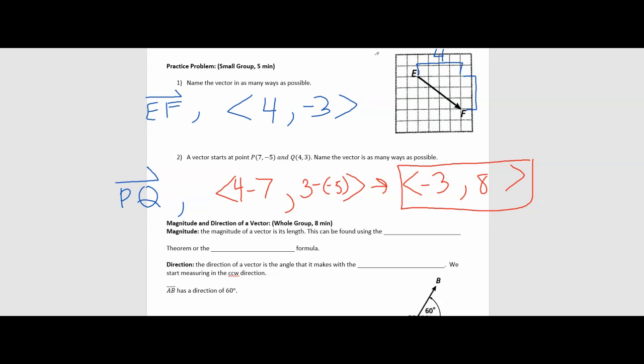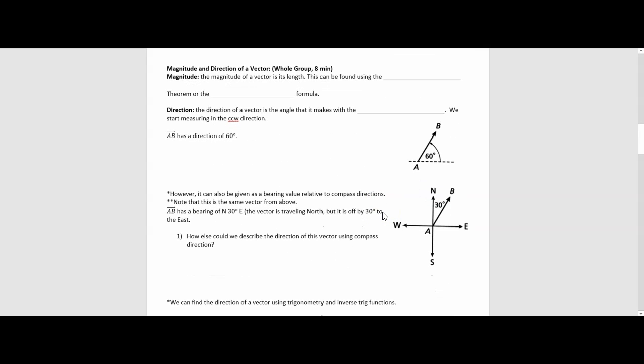All right, let's get into the more interesting stuff, which is talking about the magnitude and direction of vectors. Like we said, the magnitude of a vector is its length. This can be found using the Pythagorean theorem. I'm just going to type that out. So we can use the Pythagorean theorem or the distance formula. Remember, those two are very closely related.